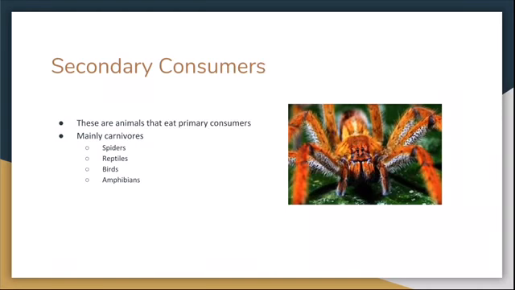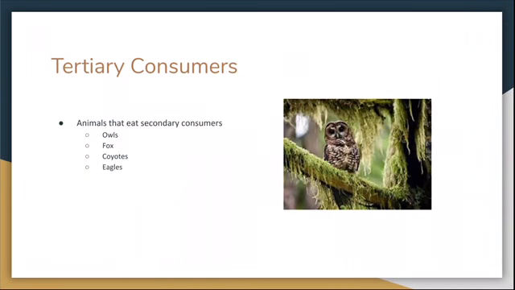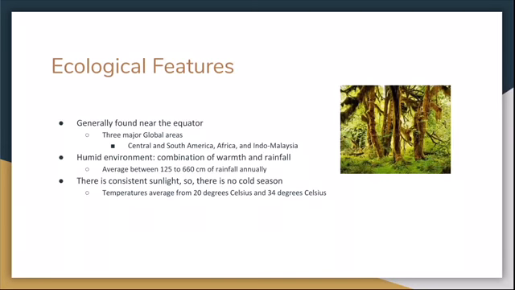Then our next slide is tertiary consumers, which are the animals that eat secondary consumers, which are basically just carnivores that eat carnivores. This includes owls, foxes, coyotes, and eagles. These all are found in the rainforest, and they all adapt to the environment and are known to be in it because of their ecological features.